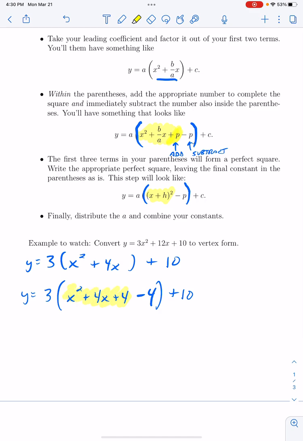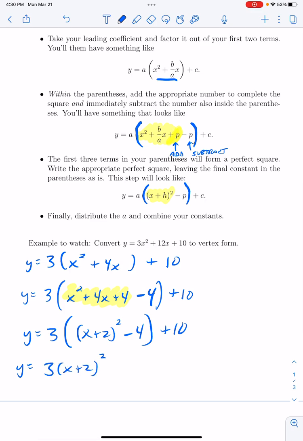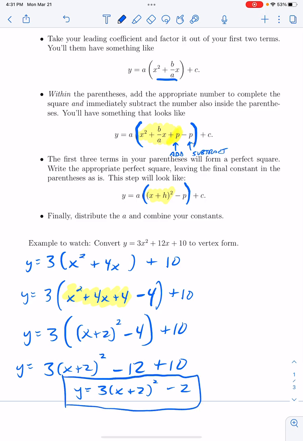This thing right here is a perfect square. So I have y equals 3 times quantity x plus 2 squared minus 4 plus 10 out here. I could distribute that 3 to have 3 times quantity x plus 2 squared minus 12 plus 10. 12 is from 3 times 4. And then I would notice that the negative 12 plus 10 can be written as negative 2. So this is my answer in vertex form.